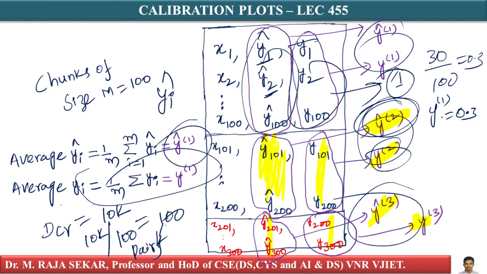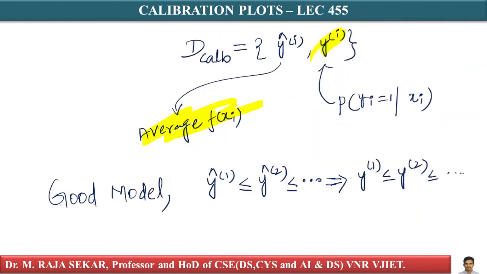If your model is doing a good job, then y cap of 1 is less than or equal to y cap of 2, less than or equal to, and so on, which implies y1 is less than or equal to y2, less than or equal to, and so on. If your model is doing anything sensible, if this is true, I can say your model is sensible. What is this data set? This data set is called the calibration data set.